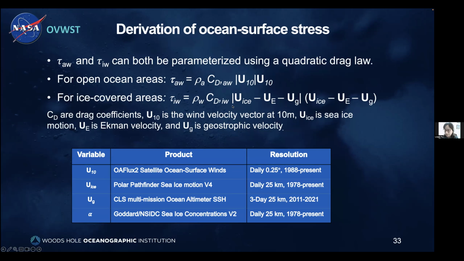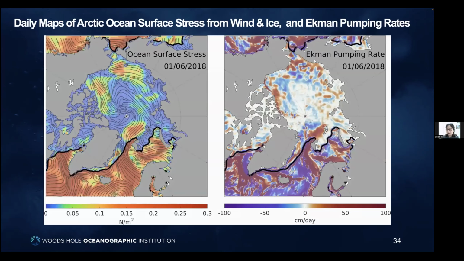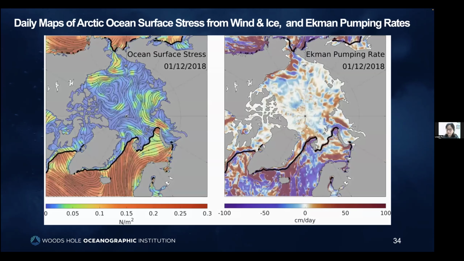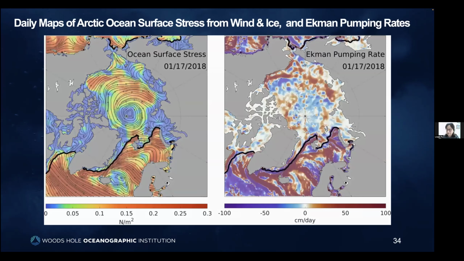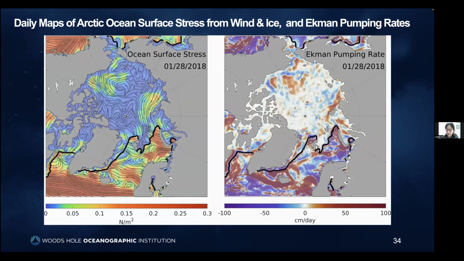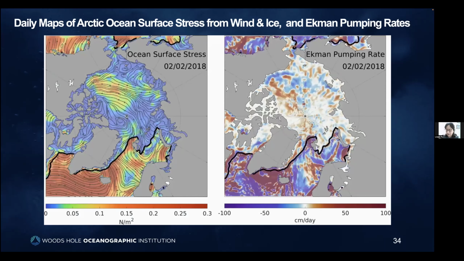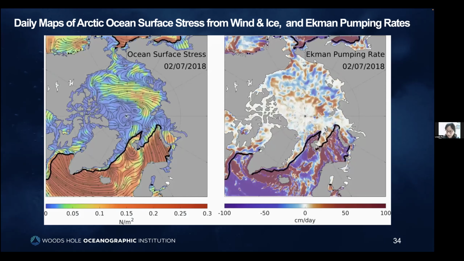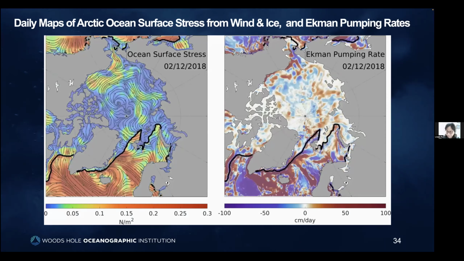These are the common means for ice-covered areas, and that's the equation. We can use that equation in these products to compute the ocean surface stress on the ice cover. And here is a movie which shows how the wind stress and Ekman pumping rates change in the Arctic Ocean on a daily basis. You can see a lot of change along the ice edge, which is indicated by the black lines.